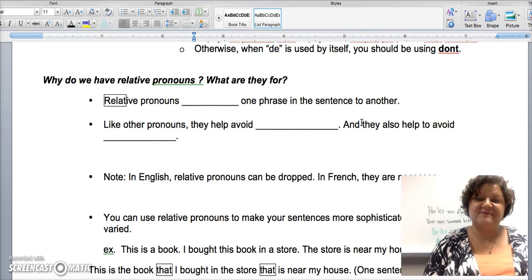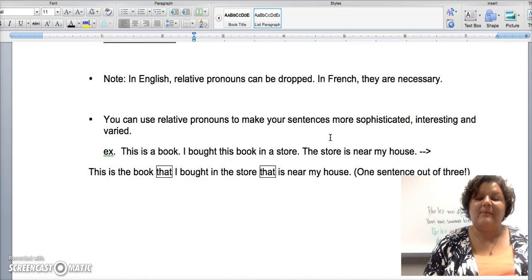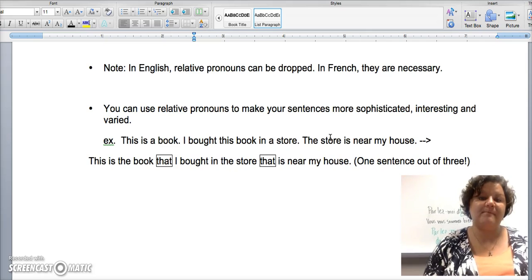Okay, so just to sum up and give some reminders, relative pronouns relate one phrase in the sentence to the other. So that's why we have them, to link things together. Like other pronouns, they help avoid repetition. In English, relative pronouns are frequently dropped. So in English, we'll say something like, it's the store I went to. In French, we can't do that. You have to say, c'est le magasin où je suis allé. I have to use some kind of relative pronoun in there.